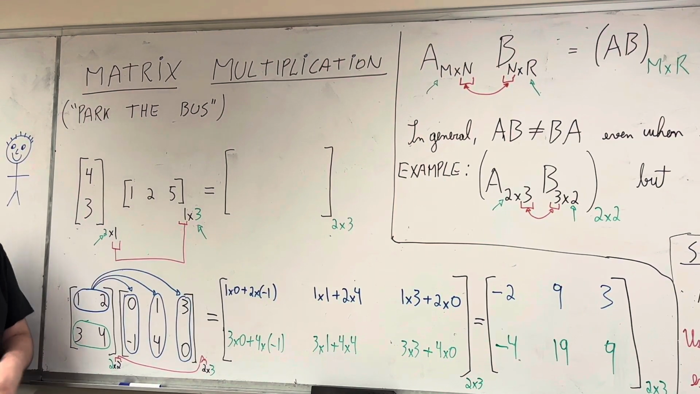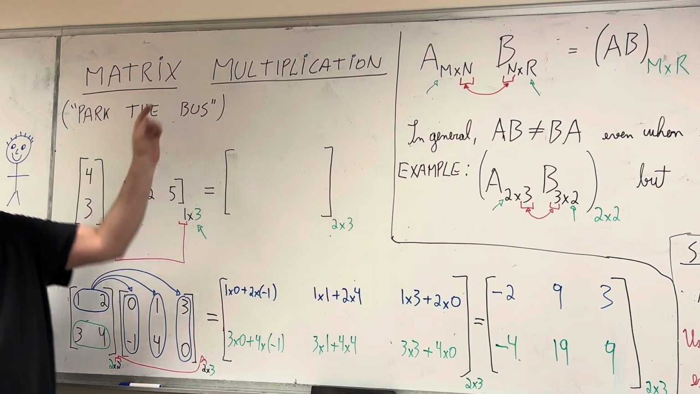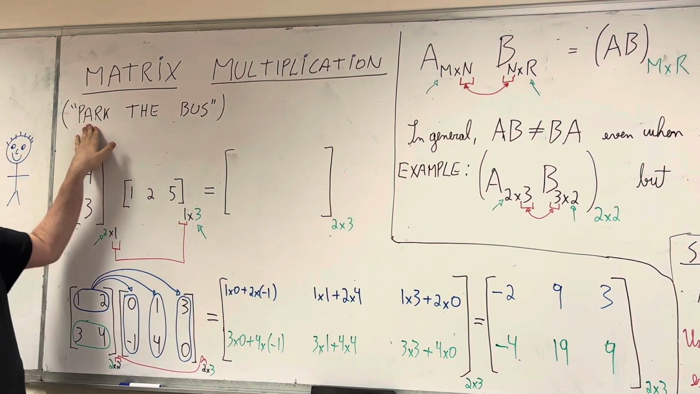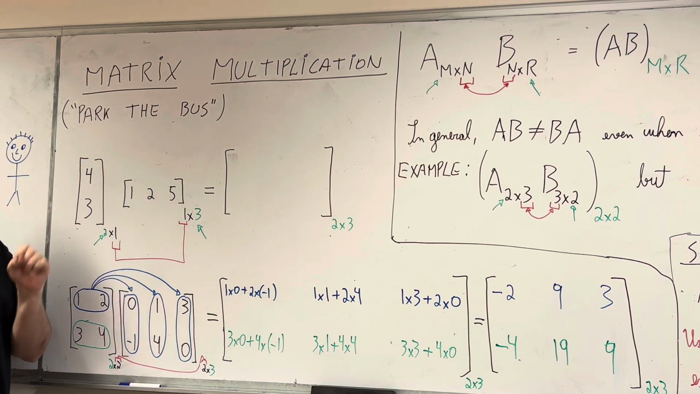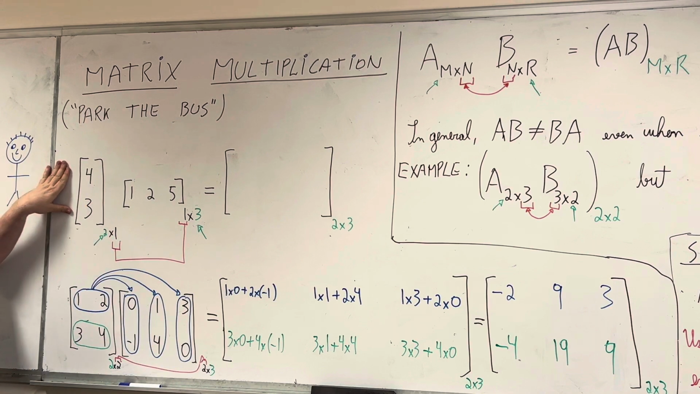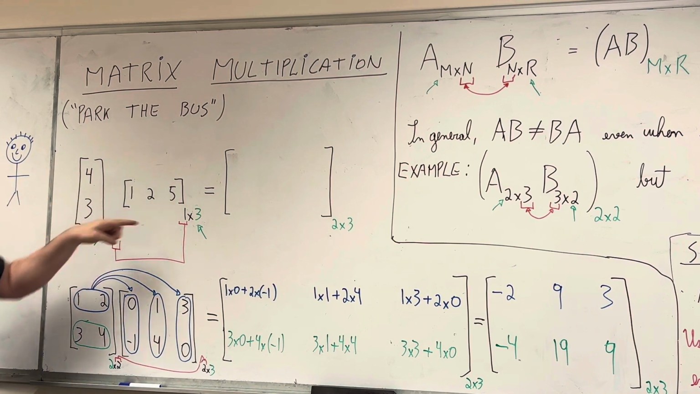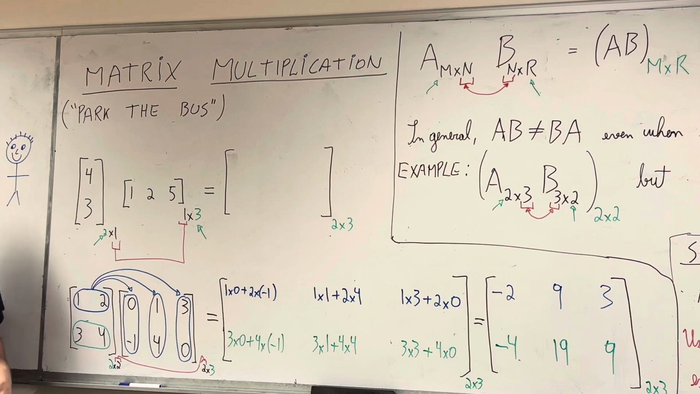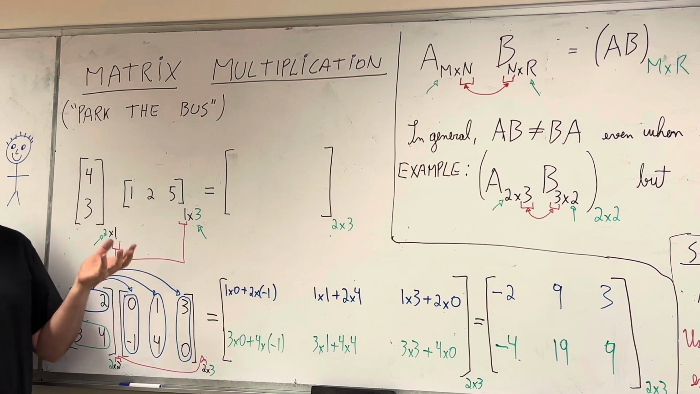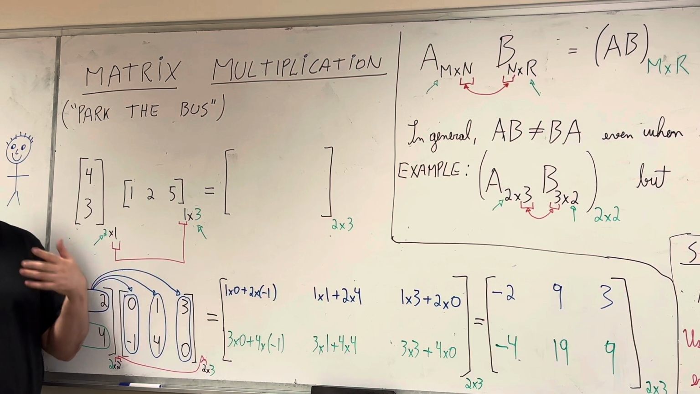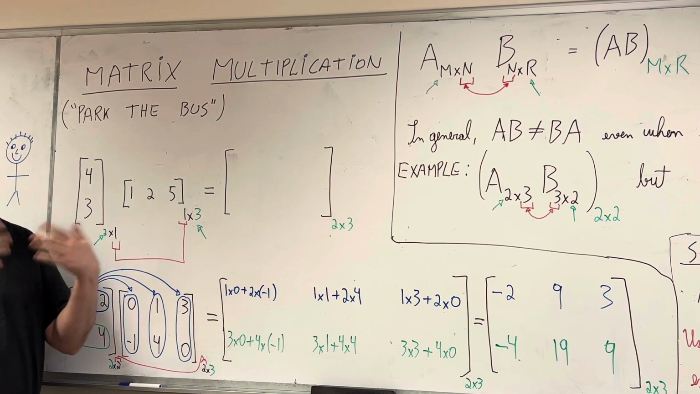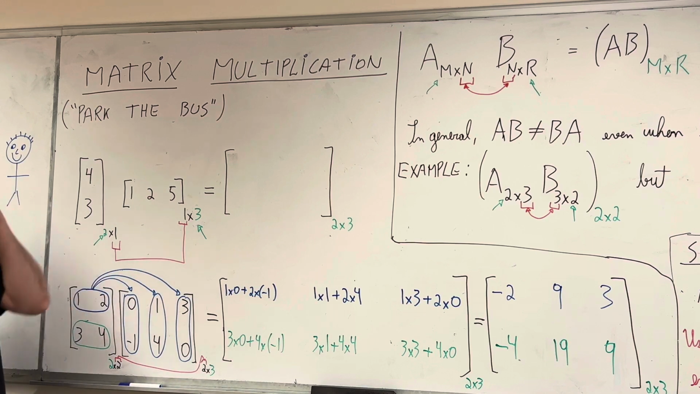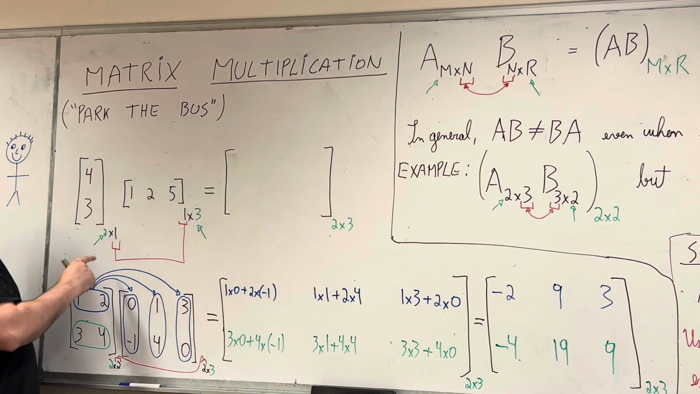Hello, let's talk today about matrix multiplication, or how I like to say it, you're going to learn how to park the bus today. Parking the bus, let's see. Suppose I have two matrices like this one and this one. Can I multiply them? Well, it depends on their dimensions. Not all matrices are compatible. You cannot multiply all matrices by any matrices. It depends on their dimensions. So in matrix multiplication, the order of the matrices matters.